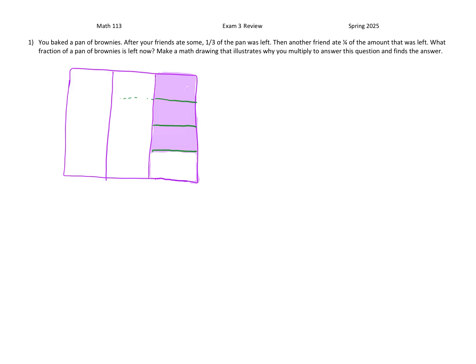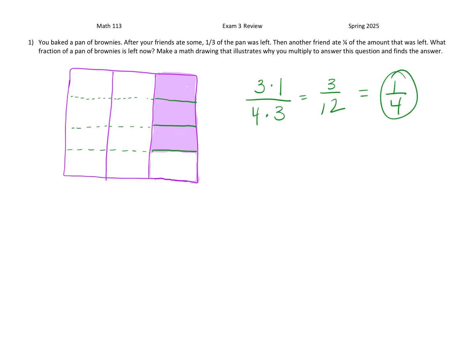I'm going to extend these lines so that I have all equal pieces. And I have 3 by 1, right? So this array is 3 rows, 1 column. So 3 by 1. Out of how many total pieces? 1, 2, 3, 4 by 1, 2, 3, 4 by 3. Okay, so that's 3/12 of the pan remains, which is equivalent to one quarter.